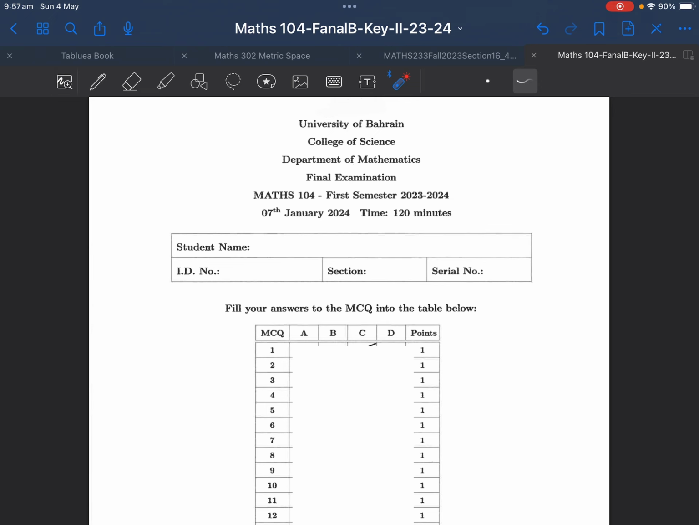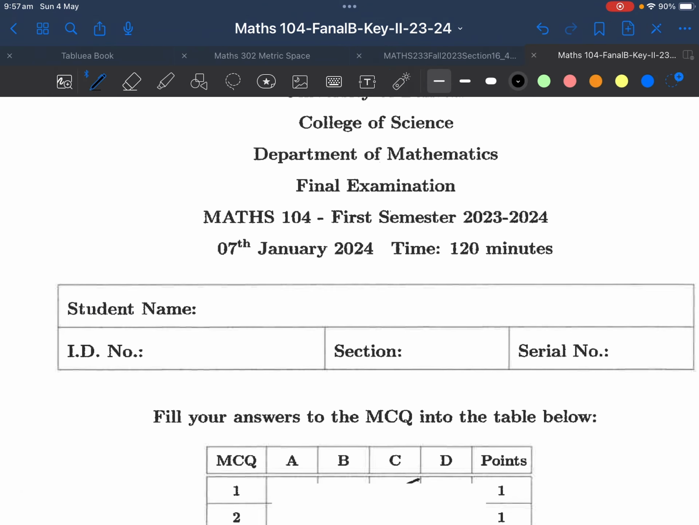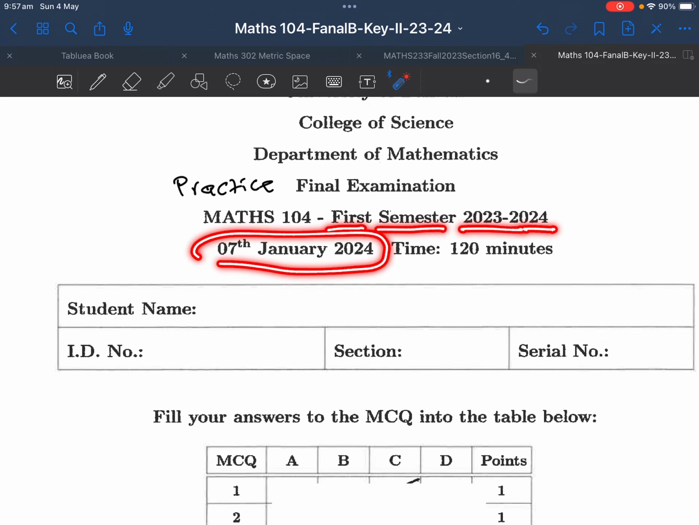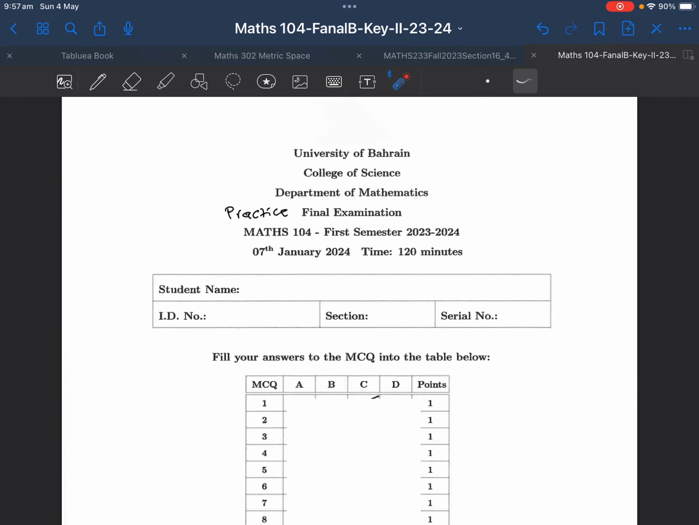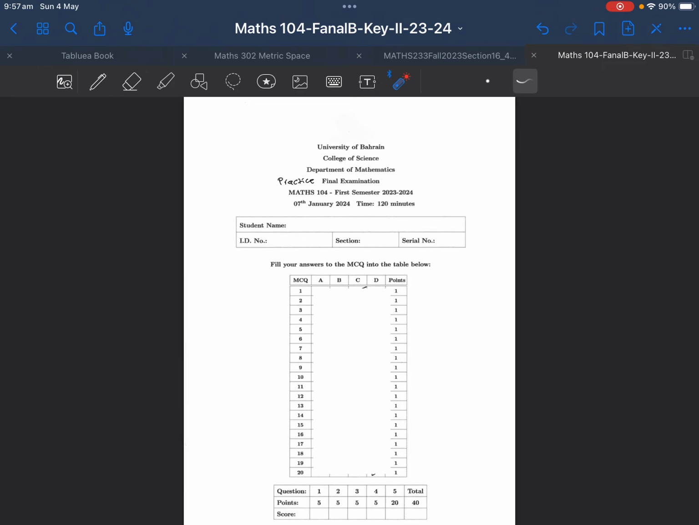Okay, welcome student. We will solve a previous final exam. This is just to let you know this is a previous final exam and we will just solve it as a practice final exam. And this was for the first semester of 2013-2014, specifically in January of 2024. Now, this exam will just give you an idea of what we are expecting to see as a final or real final exam that other students have already taken in the past.